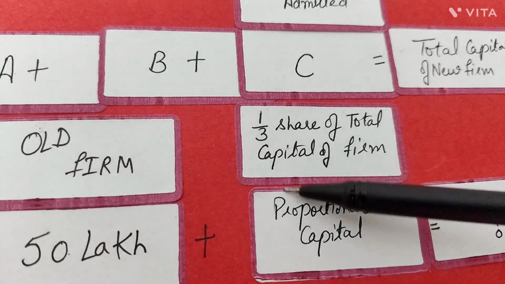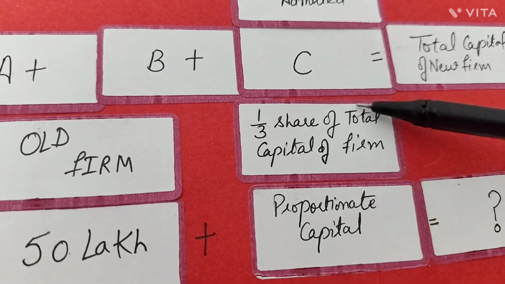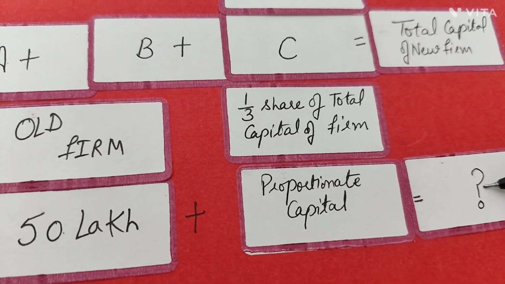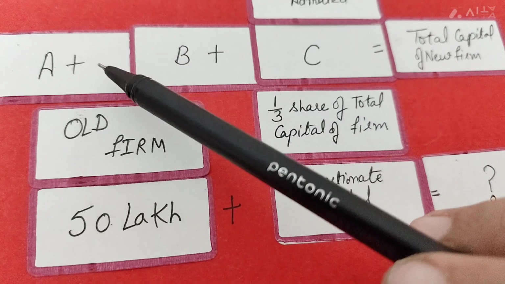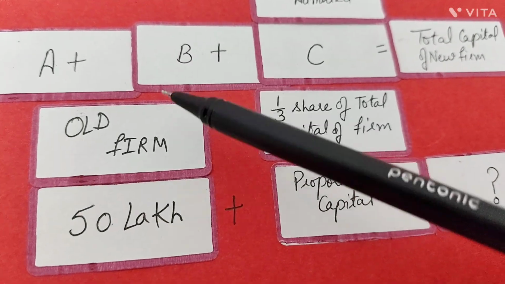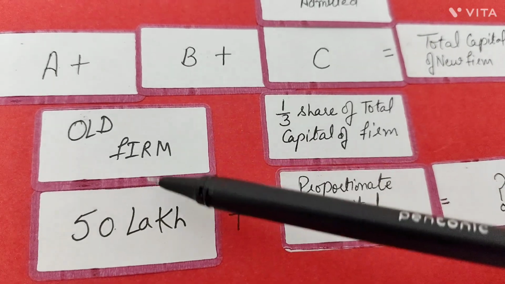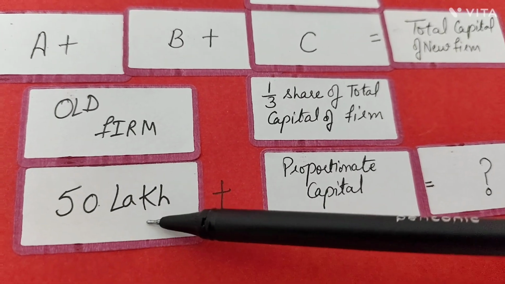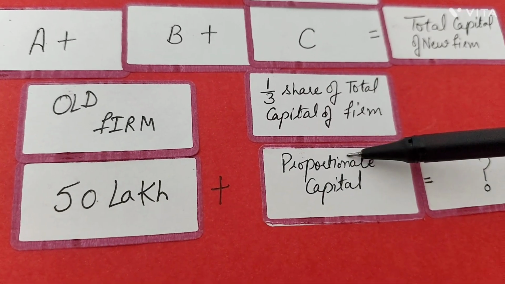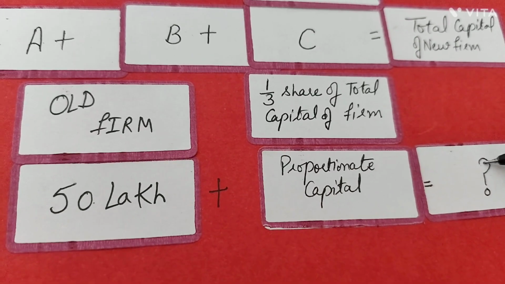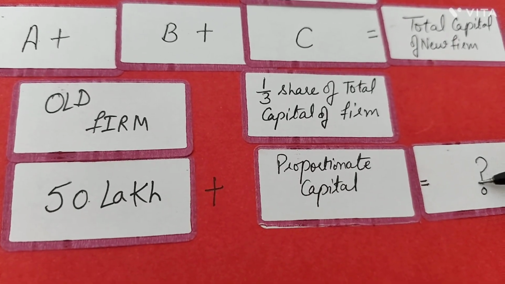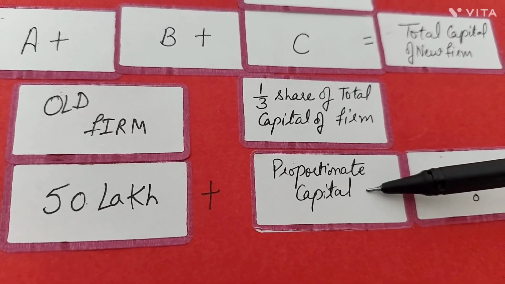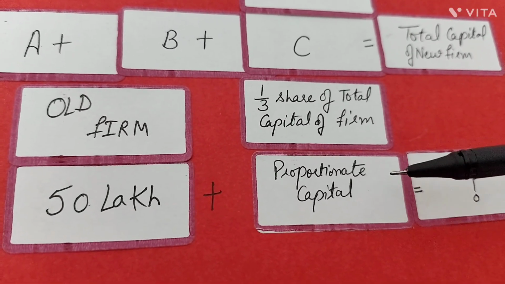But 1/3 of the total capital of the firm is not known to us. What is known to us is the old firm, which is made up of A and B, and in which total capital was 50 lakh. So now 50 lakh plus the new partner's capital would make the total capital of the firm, which is missing, and the capital of the new partner is also missing. Now how to solve it?